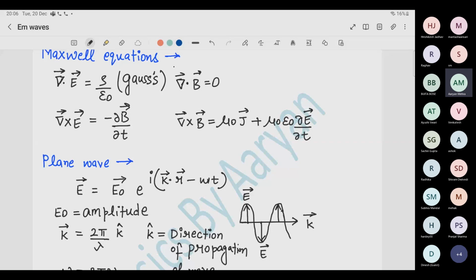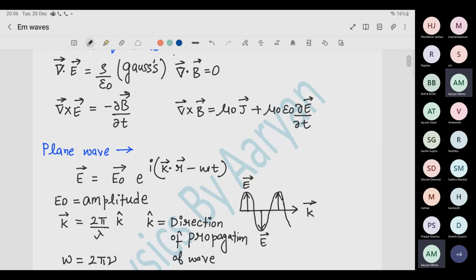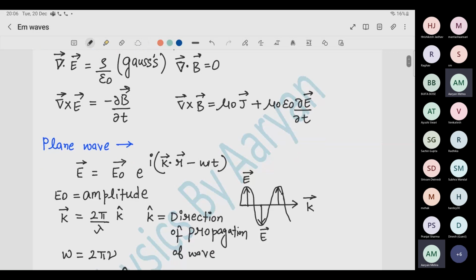And the last equation is the Ampere circuital law. It is actually a modified Ampere circuital law. So these four equations combined, Maxwell combined them and gave the theory of electromagnetism, electromagnetic waves. So these four equations you should know very, very well.